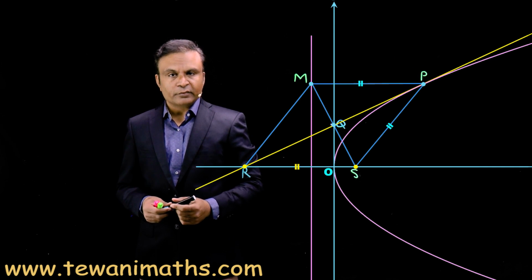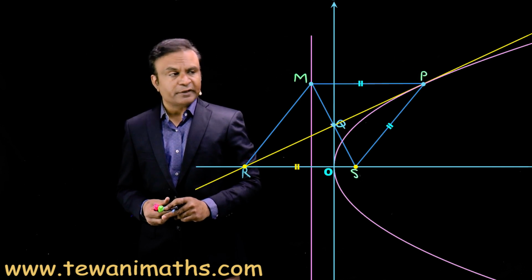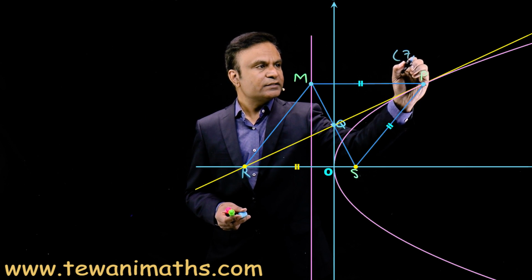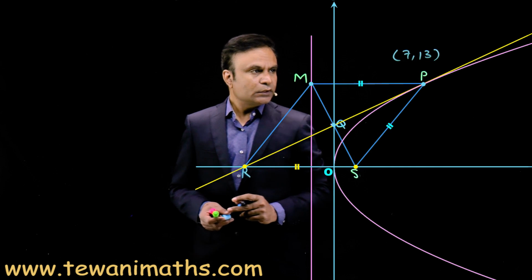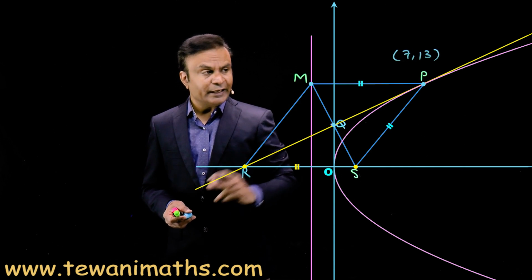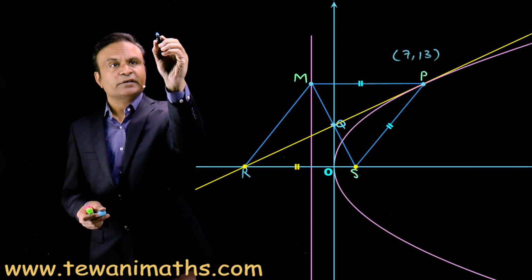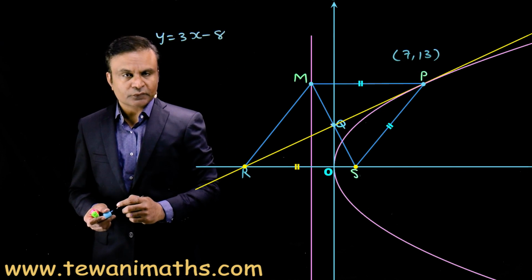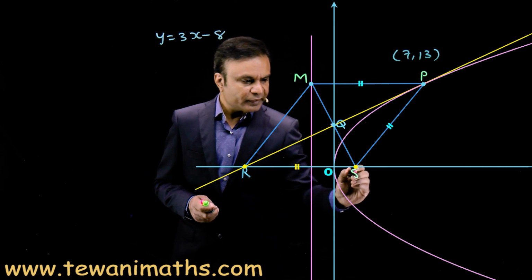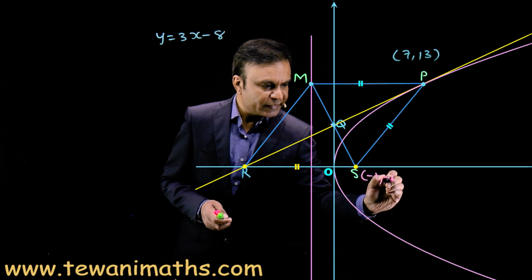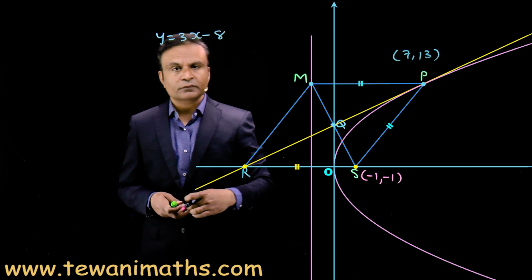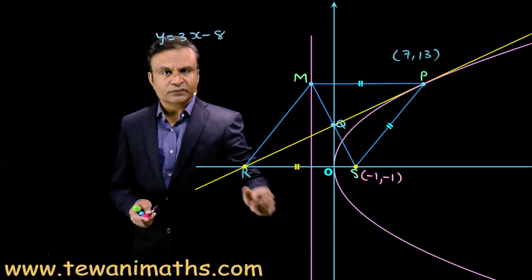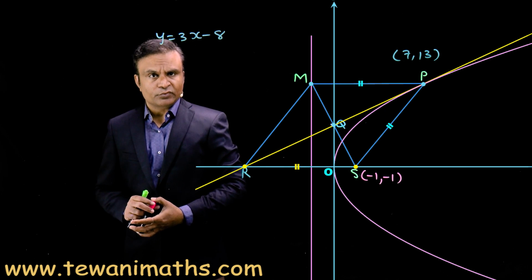Now consider one parabola which is not the standard parabola. On this parabola there is point P having coordinates (7, 13). Equation of tangent line at point P is given, that is y is equal to 3x minus 8. Also focus of the parabola is given having coordinates (minus 1, minus 1). Then we have to find the equation of directrix and length of latus rectum of the parabola.